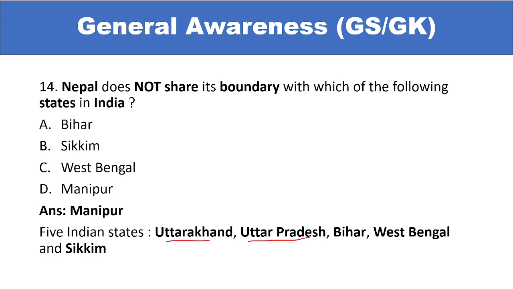Uttarakhand, Uttar Pradesh, Bihar, West Bengal, and Sikkim. Once again, I'll repeat: Uttarakhand, Uttar Pradesh, Bihar, West Bengal, and Sikkim. With 5 states, Nepal shares its boundary.